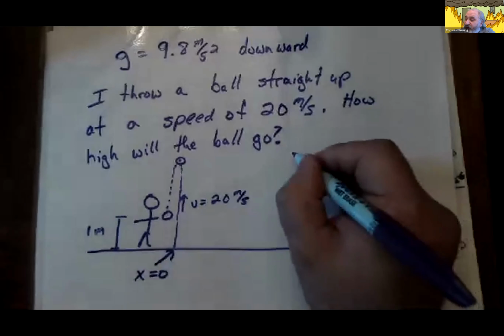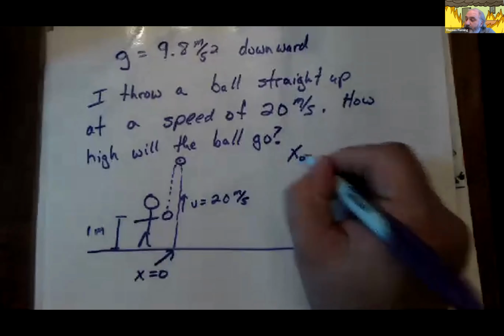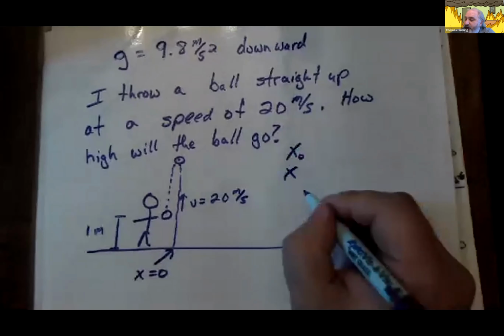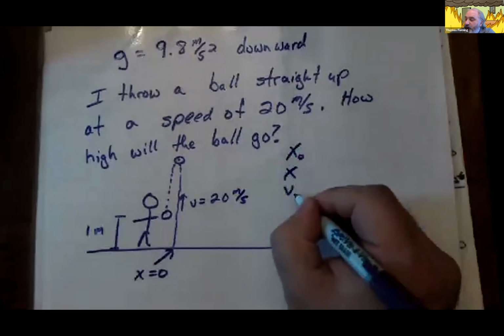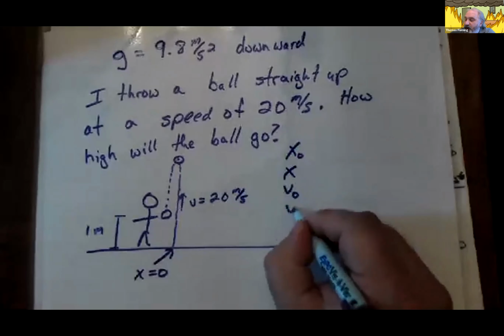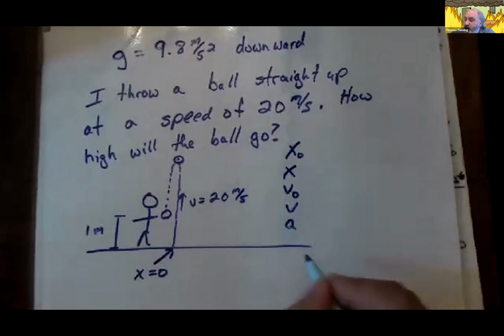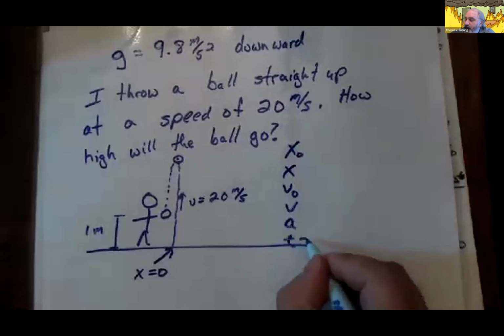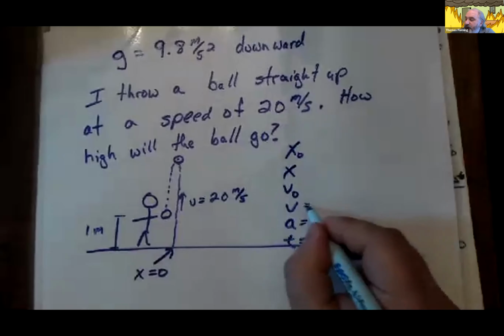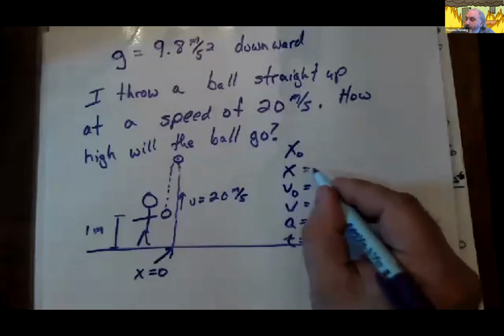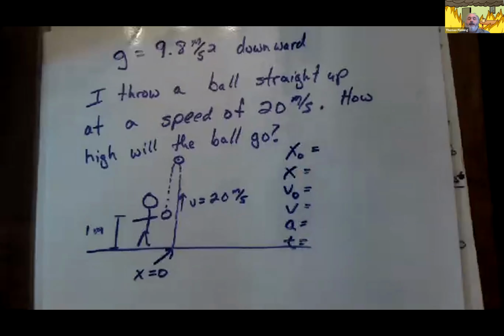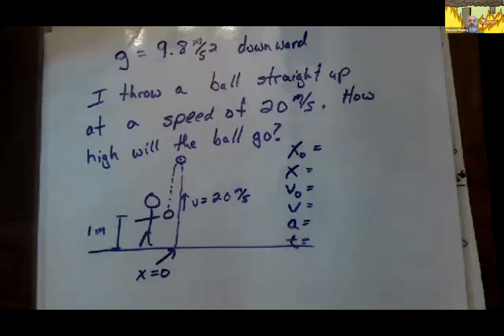Now, I've got 6 things to track: the starting position of the ball, the ending position of the ball, the starting velocity of the ball, the ending velocity of the ball, the acceleration of the ball, and of course, the time that the ball is in the air. So of those 6 things, which of them do I know?